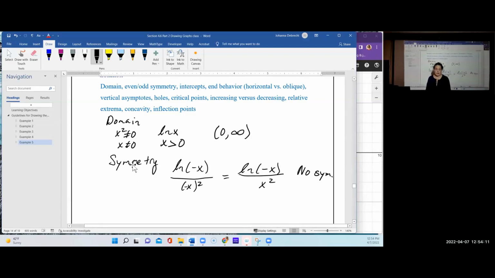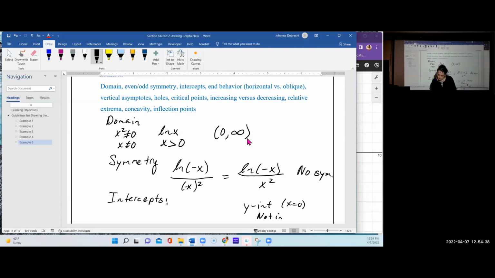Right? Now, the next thing that we want to look at are the intercepts, the x and y intercepts. But again, our domain is from 0 to infinity. So x can't be 0. And if x can't be 0, we don't have a y-intercept. So when we're looking at intercepts, it's only going to be the x-intercept that's a possibility. Y-intercept, that's when x equals 0, but it's not in the domain. So we have no y-intercept.